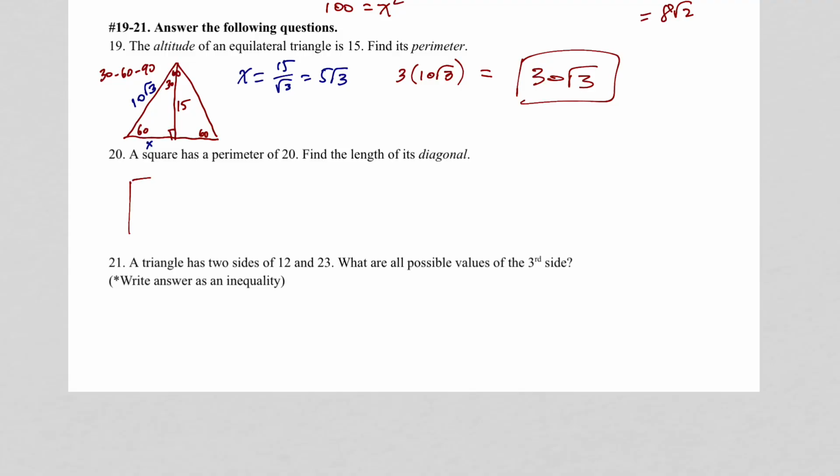Okay, a square has 4 equal sides. And if the perimeter is 20, then each side is 1/4 of 20. And the diagonal, this is a square, so this is 45, 45, 90. So this is 5 times root 2.